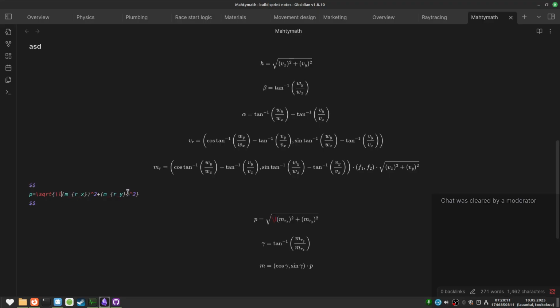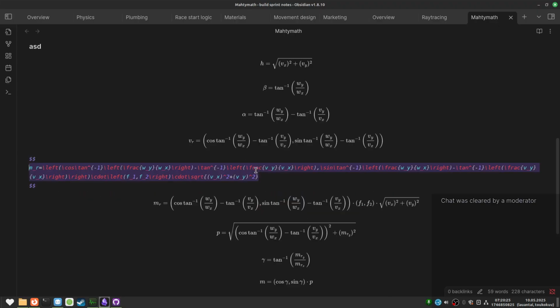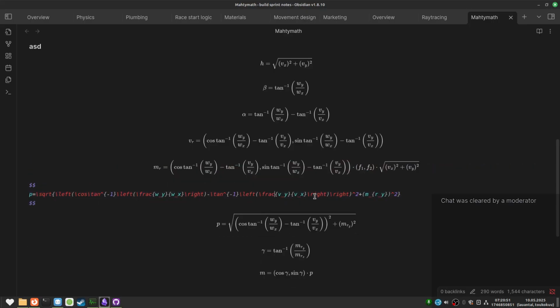We need to do the left and the right here. MRX. We do MRY. Syntax: open, close, open, close. I think, no, this is that. MRY.